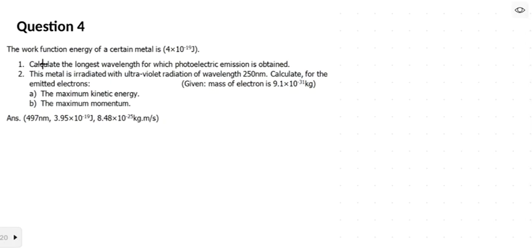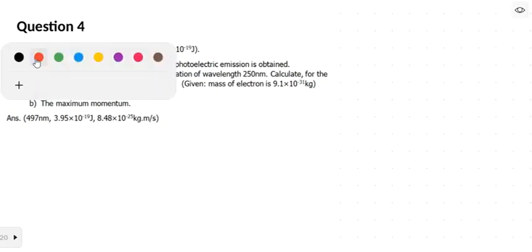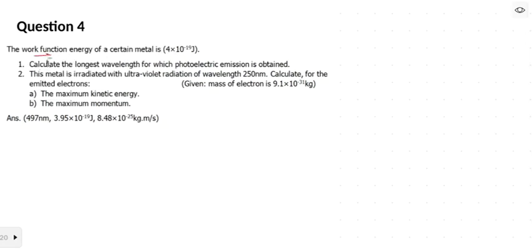It's question number 4. The work function energy of a certain metal is given. So here, as we see, the work function is given in joule, and it's asking me to calculate the longest wavelength for which photoelectron is emitted. Which means, when we say longest wavelength, we are looking for lambda maximum. What do we mean by lambda maximum to have photoelectric emission? It means he's looking for the threshold wavelength.